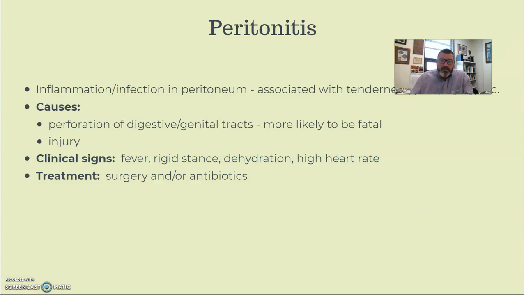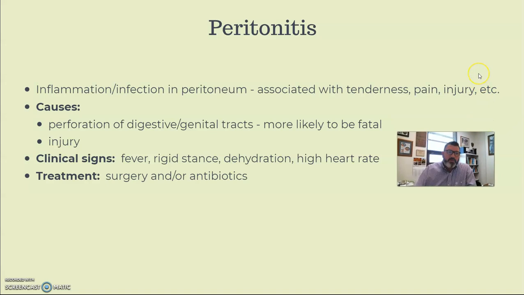Peritonitis is next, a little bit different type of problem here. Here we've got an inflammation or infection in the peritoneum, which is the cavity outside of your stomach and small intestinal area. Generally you'll see some tenderness or pain. Occasionally it's associated with an injury. Typical causes, like I said, an injury could cause it, but most likely in pigs is some kind of perforation of the digestive or genital tract.